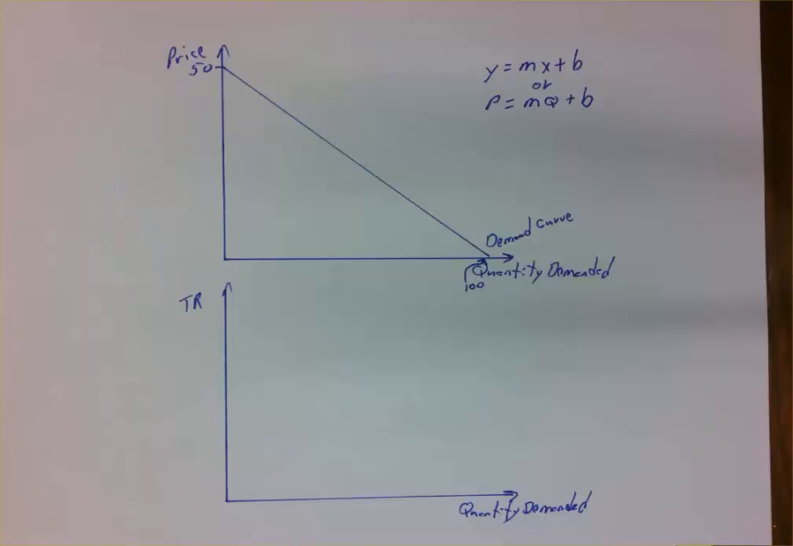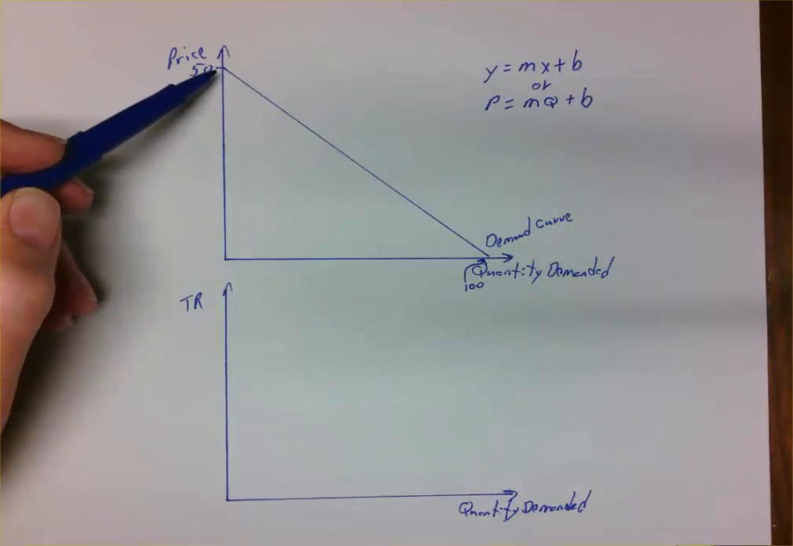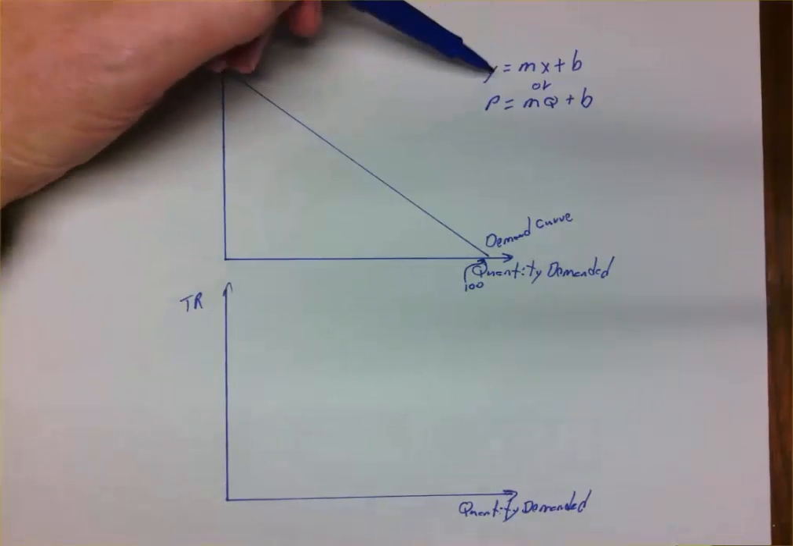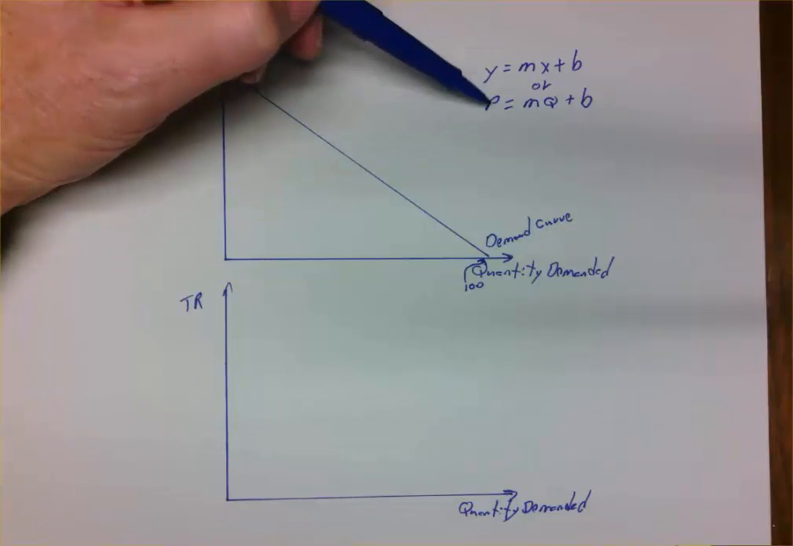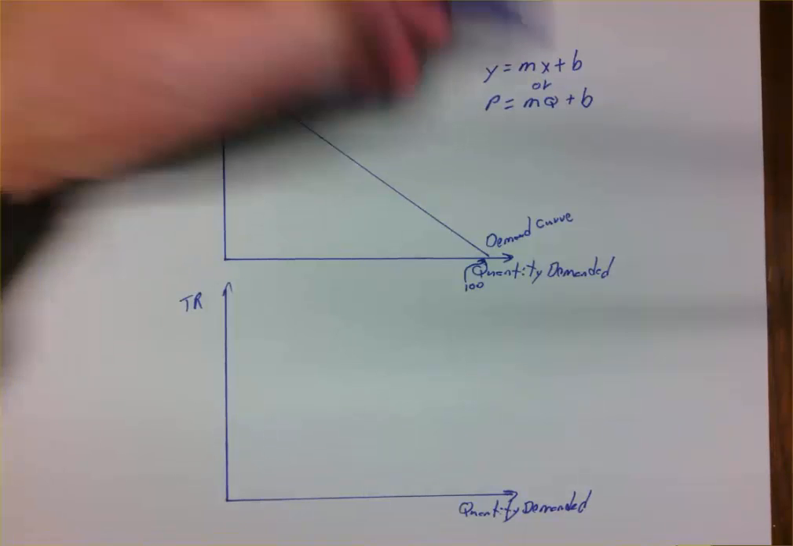Okay, what you see in front of you is a demand curve, and I've gone ahead and drawn it out, and I've given you these 2 points. So the y-intercept is 50 and the x-intercept is 100. So from the equation y equals mx plus b, or translated into economics, price is equal to m times quantity plus b, it would be like this.